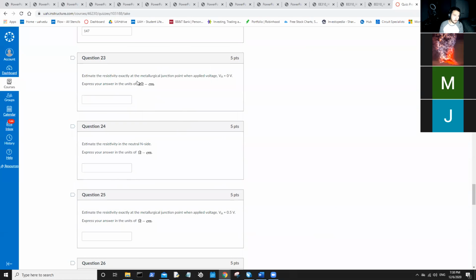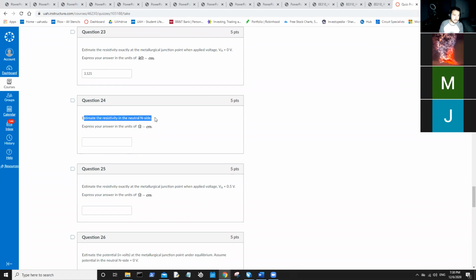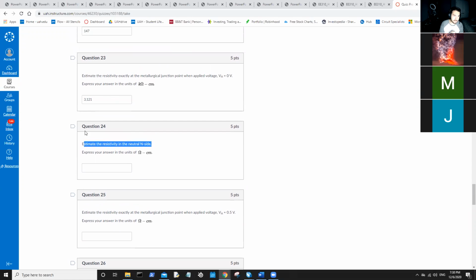And in the question, it is asked for in kiloohms per centimeter, so we need to reduce this. Instead of 3 million, it is now 3,121 kiloohms per centimeter at a VA of 0. Now estimate the resistivity in the neutral n side. So this is something that needs to be considered. Now we have to use a different version of the modified equation.